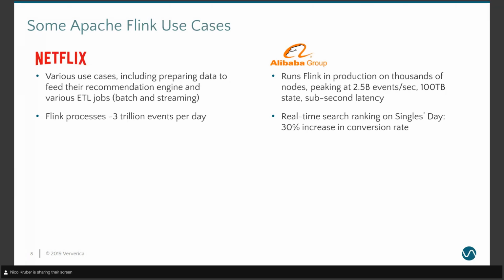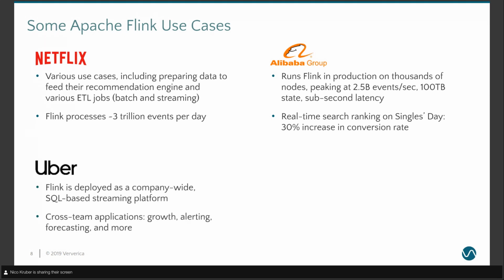The Alibaba Group is first of all one of the biggest tech companies in the world, but it's also one of the companies with the biggest Flink use cases, where the event stream is peaking at 2.5 billion events per second at their Singles Day shopping event. And this is also when Flink is processing hundreds of terabytes of state at sub-second latency. With the help of Flink, they were able to increase their conversion rate during this Singles Day, while using Flink for search rankings and recommendations.